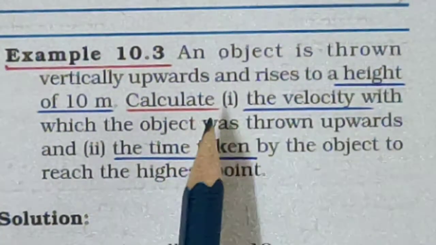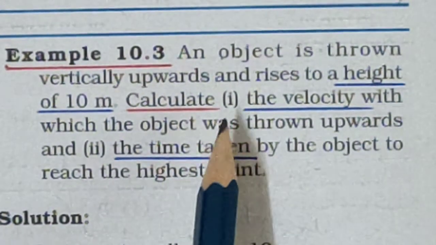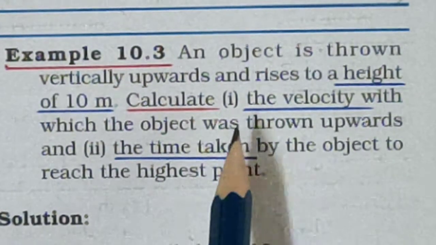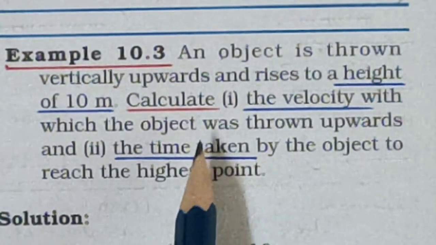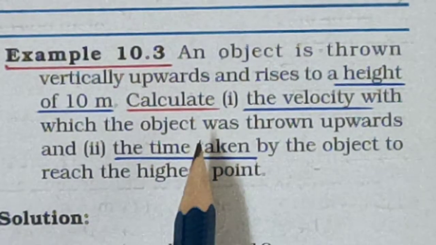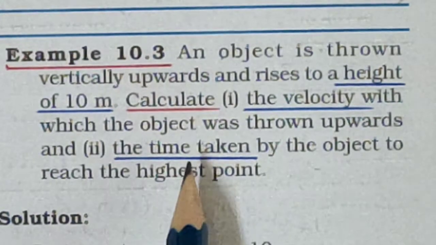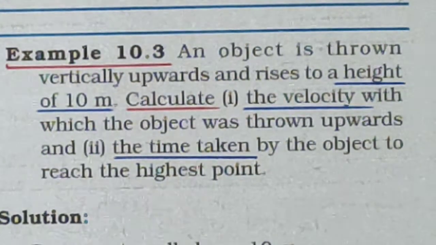See, while throwing up, when the stone is thrown up, it is moving against gravity. Then we have to take the acceleration of that object as minus 9.8 meters per second square. When it is falling, under acceleration due to gravity, we have to take 9.8 meters per second square.